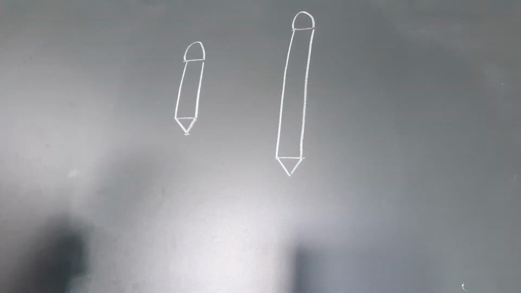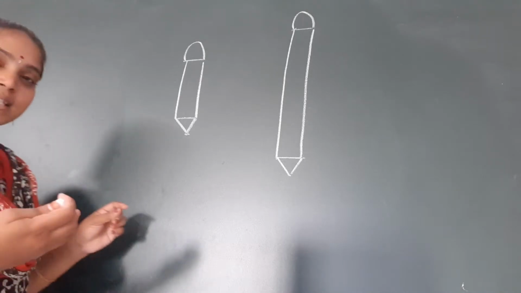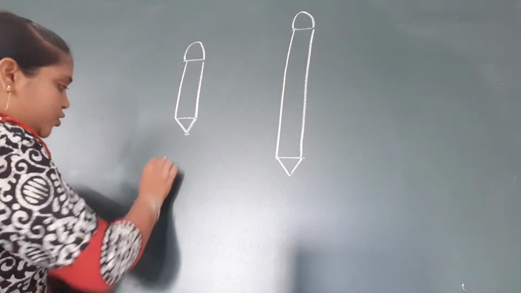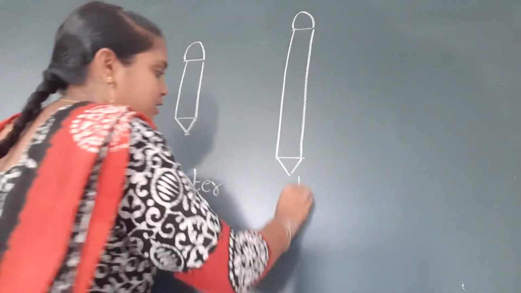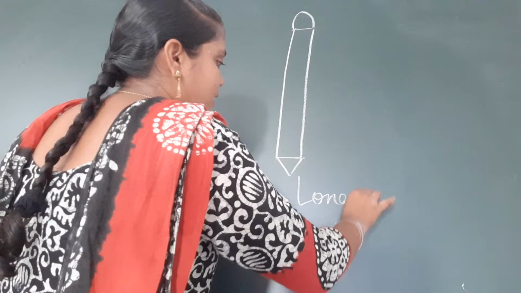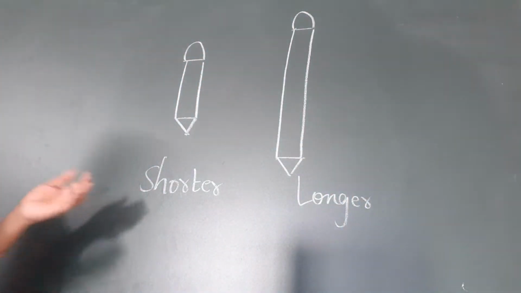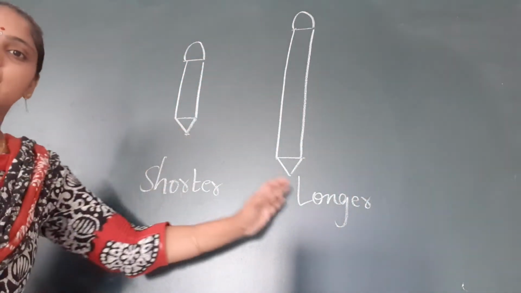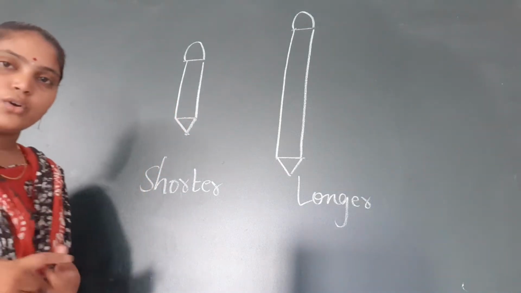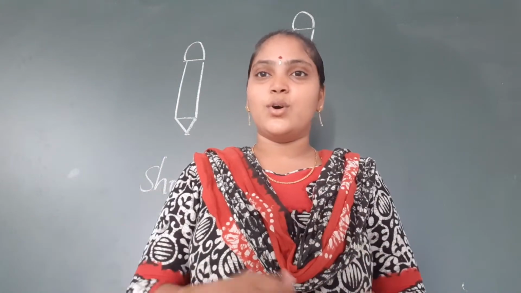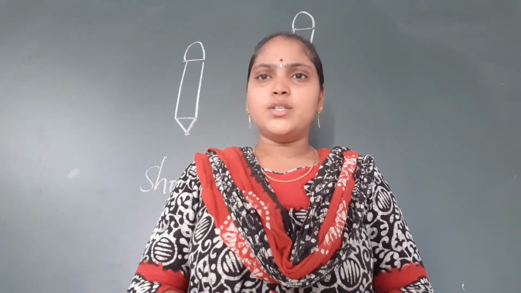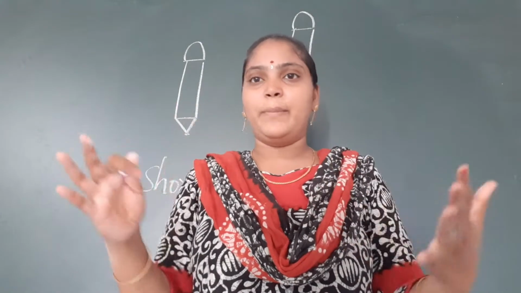So what is the difference between these two pencils, children? This is also a pencil and this is also a pencil. But what is the difference? Yes, this is a shorter pencil and the second one is longer. So when we compare two objects, we can say which one is smaller and which one is bigger. So these are the things we can compare easily.